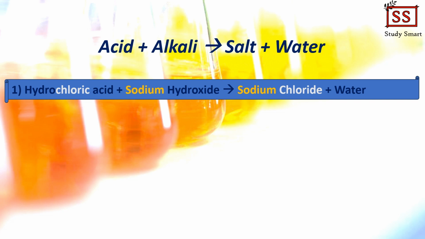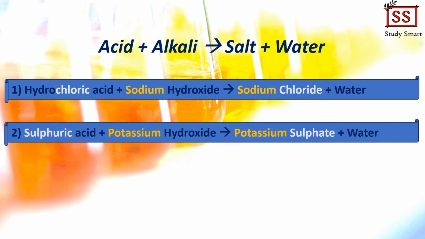In order to get the name of the salt solution being produced, we will take a part of the acid and a part of the alkaline involved. The name of the alkaline will come first, in this case the sodium, followed by the name of the acid. Hence, the salt produced in this reaction is sodium chloride, a mixture of both acid and alkali that are involved.